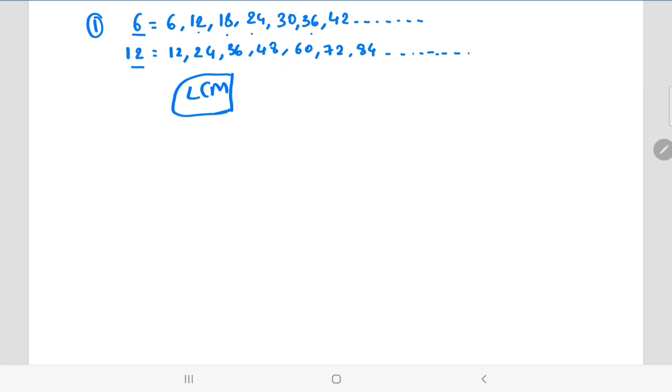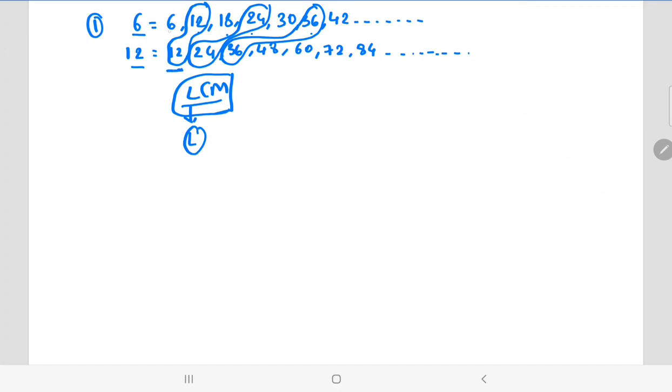What I am going to do now is, I am going to take common numbers from this, the common multiples. So, 12 is a common multiple, 24 is a common multiple, 36 is a common multiple. I have told that LCM means least common multiple. So here, what is the least common multiple? 12 is the least one.